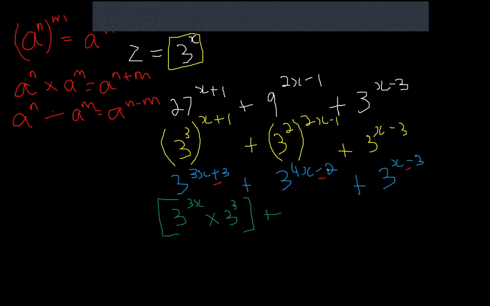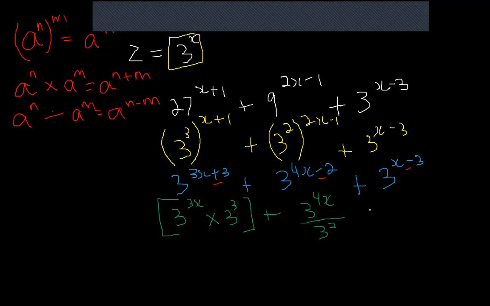So 3 to the power of 4x minus 2. If I look at this law, a to the power of n divided by a to the power of m is the same as saying a to the power of n minus m. According to this law, 3 to the power of 4x minus 2 would be the same as saying 3 to the power of 4x divided by 3 to the power of 2. That's what this rule is telling me.